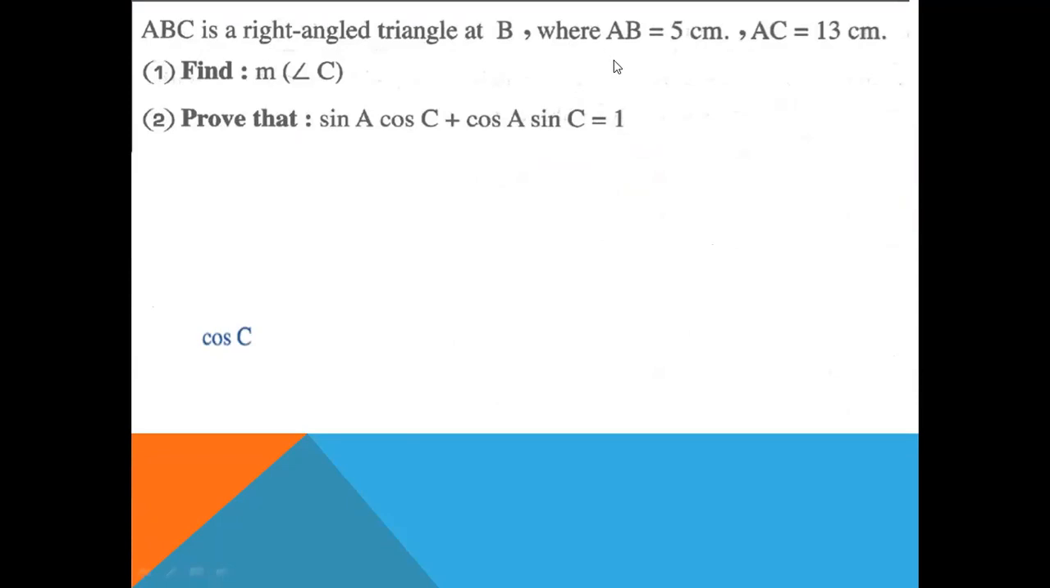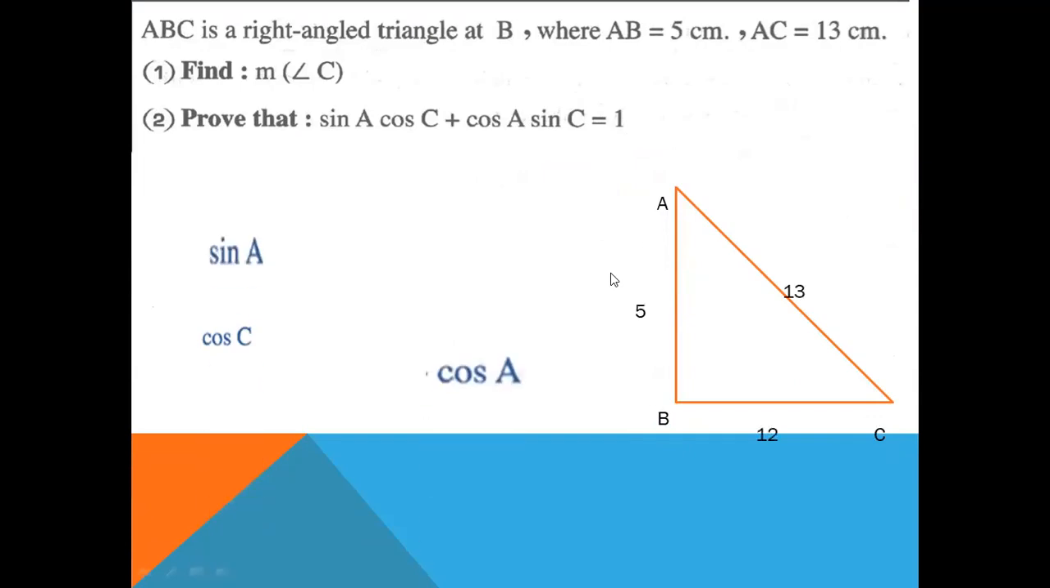ABC is a right angle triangle at B and AB equals 5 and AC equals 13 and we need to find the measure of angle C. How can we find the measure of angle C? Look at angle C. This is C. We can find the measure of angle C by using a trigonometrical function, any trigonometrical function, by using the sine or cosine. Sine C is 5 over 13.